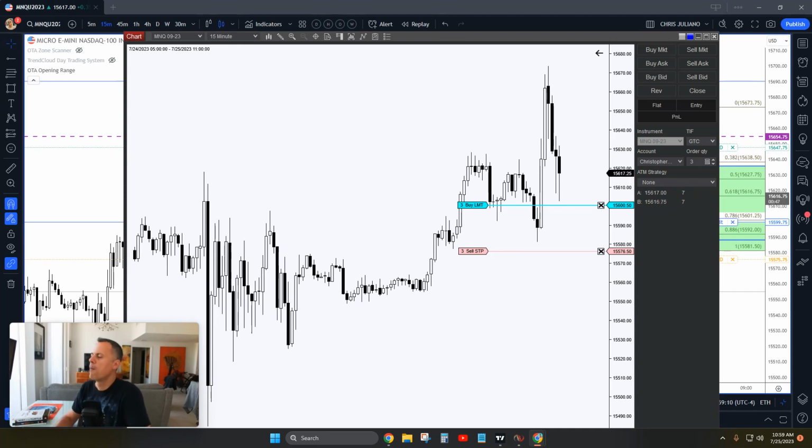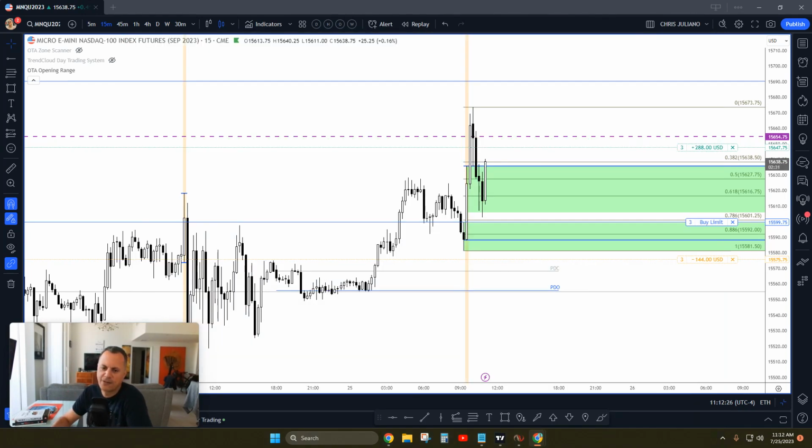So I tell you, if it hits that level, the way it's acting here, if it hits that level, I think we're going to get a tremendous move out of this zone here. Okay, so looks like we missed this trade, unfortunately.